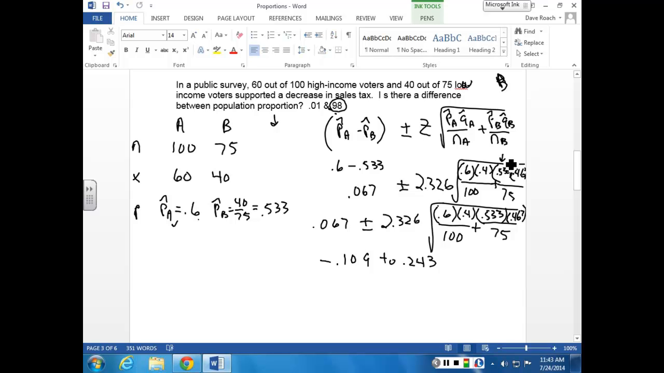I still did a little bit of rounding with that 0.533. It would have been 0.533333. So the more you carry that out, the more accurate. But carrying that out 3 places, I got pretty darn close to what I would get with the calculator.